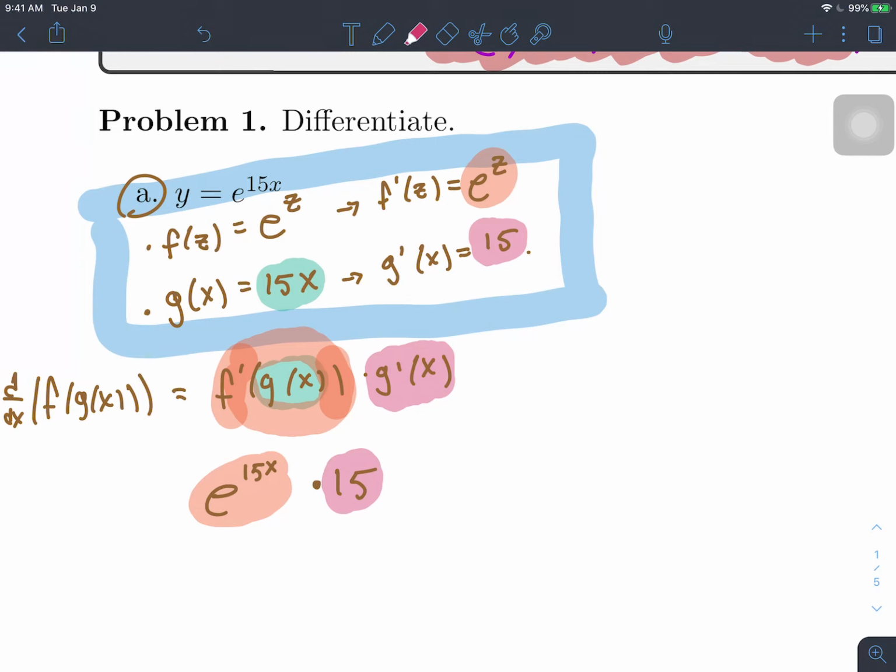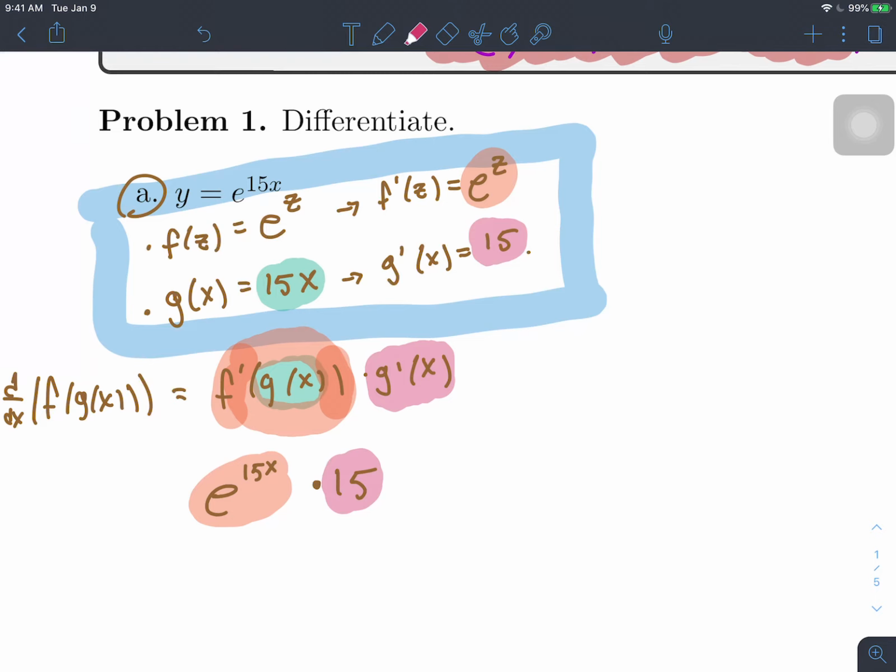Okay? So my blue box, it's like my pantry. It's got all the ingredients I need to cook up this derivative. And I just need to put them in the right place in the right order. Okay? Questions about the chain rule or this problem?